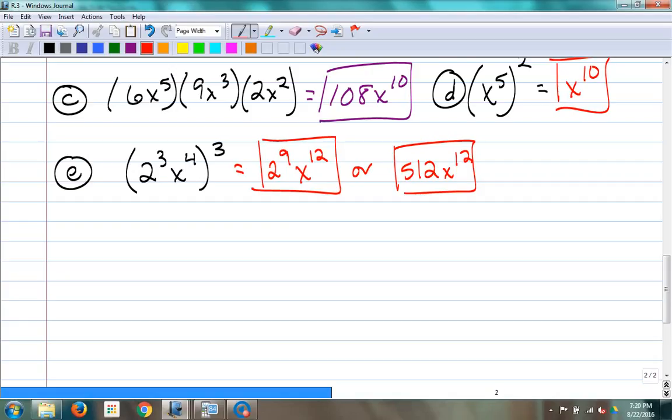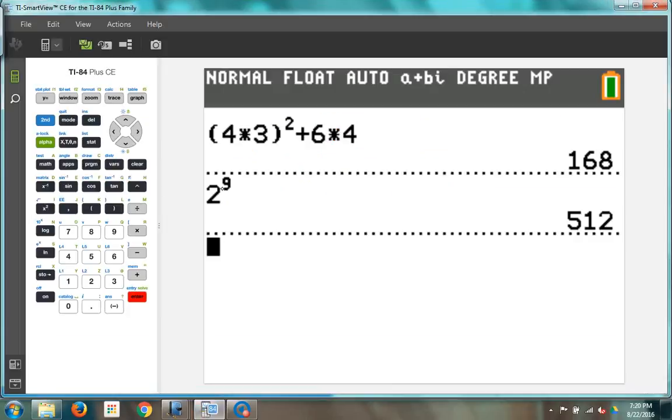Yes, sir? So where are you getting the 512 out? 2 to the 9th power. So you multiply the 2. I did 2 times 2 times 2 times 2 times 2 times 2, 9 times. And that's working it out with the calculator there. When it's a number to a power, you can work that out. If it's a variable to a power, you don't know what the variable is, so you just leave it.